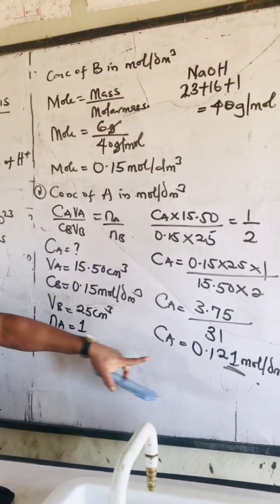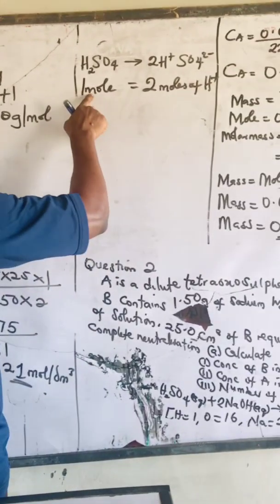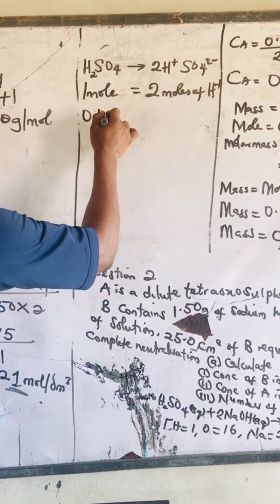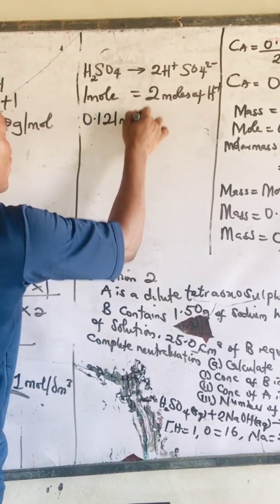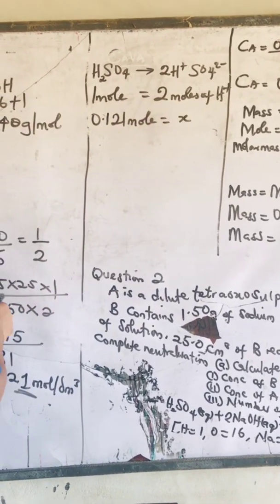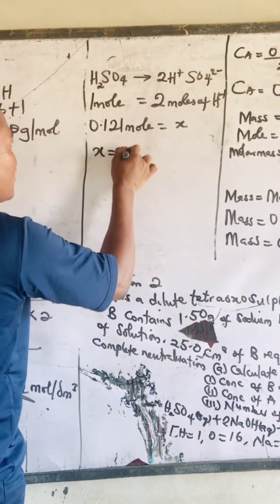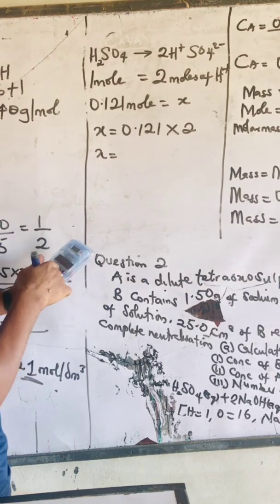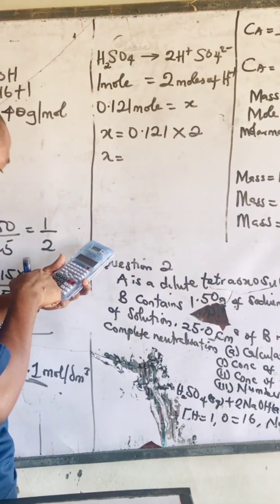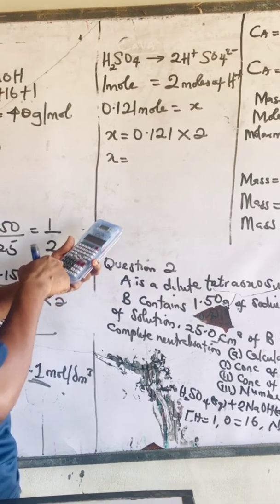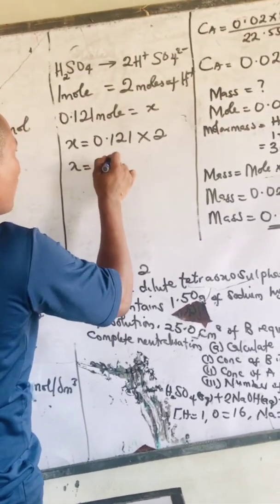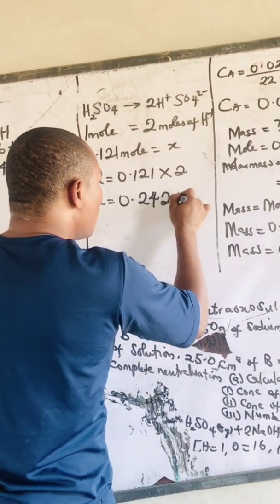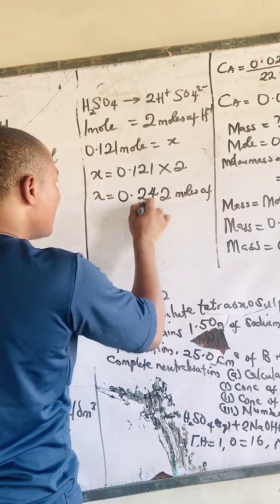Very interesting. So what is the mole of H2SO4 that we have? H2SO4 is the acid, and the concentration is what we have got. So if 1 mole is equal to 2 moles of hydrogen ion, then 0.121 mole will be X moles of this. So X equals 0.121 times 2. Please, you have to be very careful. That equals 0.242 moles of hydrogen ion.